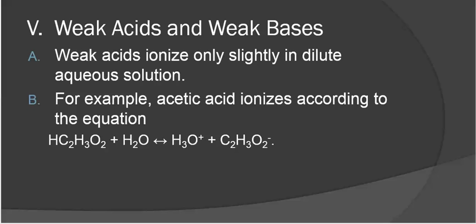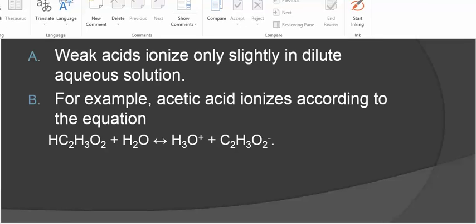Weak acids ionize only slightly in solution. Acetic acid is a weak acid. It's not one of these 6 strong acids. When you put acetic acid into water, it forms hydronium and acetate.